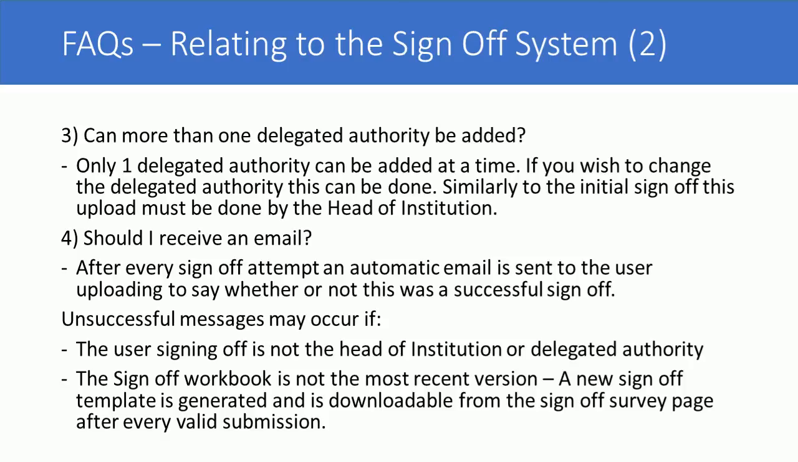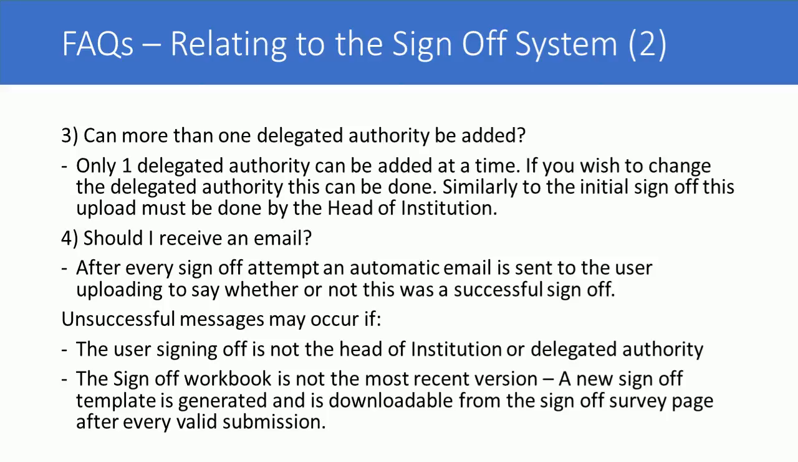So the second set of frequently asked questions, again relating to the sign-off system, can more than one delegated authority be added? Unfortunately not. Only one can be added at a time. However, this can be changed. If you wish to change the delegated authority, this can be done by entering different details in Table 2 of the sign-off workbook. However, this upload, similarly to the initial upload, must be done by the head of institution.